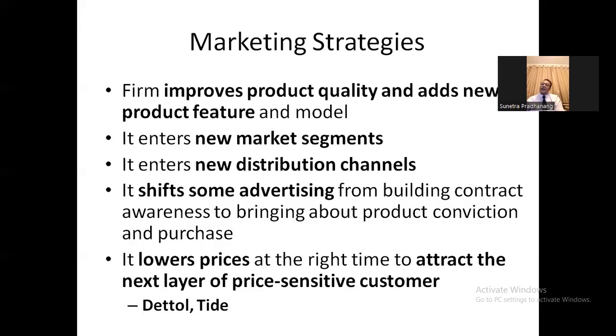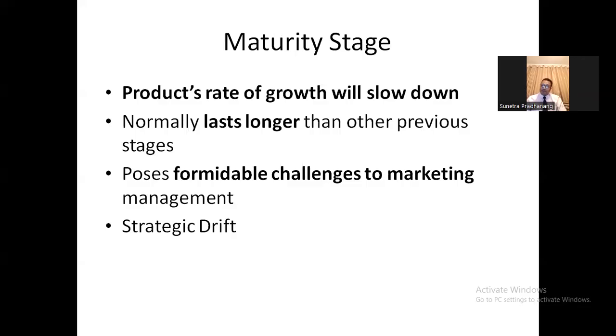Now we are not just focusing on awareness, but bringing about product conviction and producing more sales. We can also go for other new brands, which can test the newer levels, maybe price sensitive customers, or we can also go for the premium level as well.